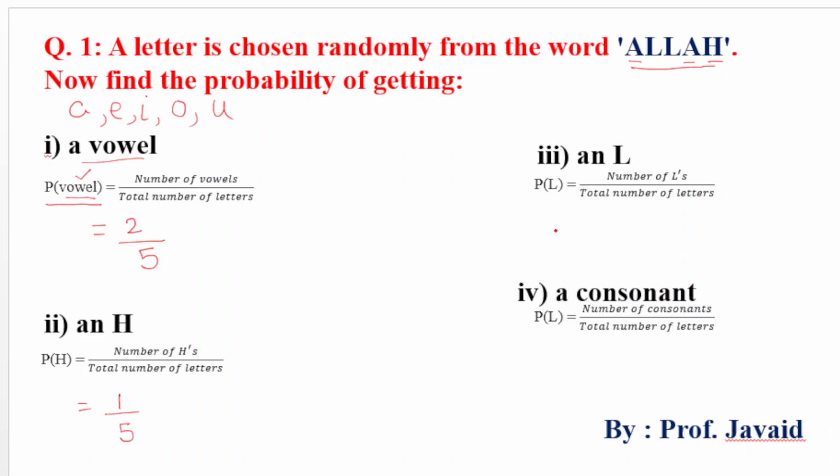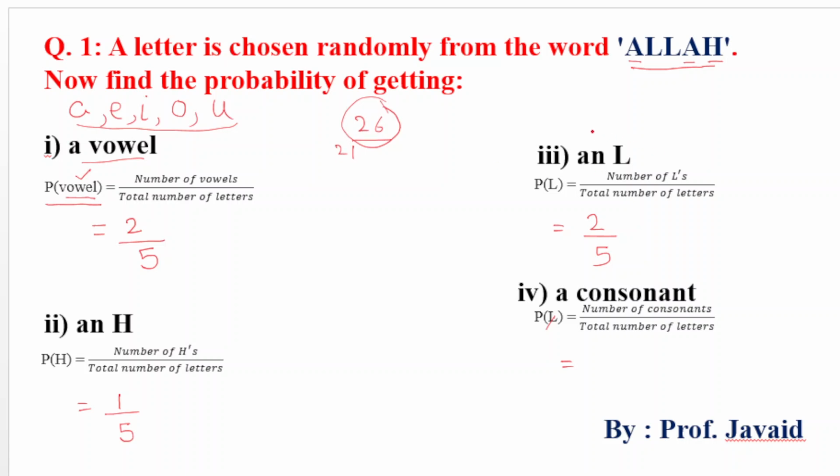Probability of an L, the third part. The number of L is again 2. So just put the value 2, and the total is 5. That's it. The next is probability of L. Sorry, by mistake, probability of consonant. So number of consonants. These are the vowels, five vowels. Total letters in the alphabet are 26, and five are vowels, so the remaining are 21.